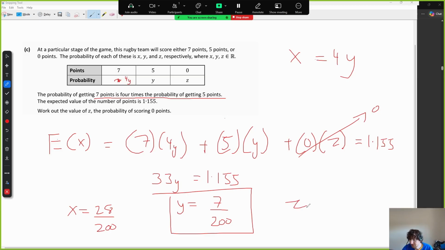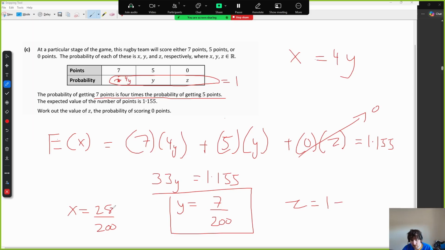So what's z? Well, the idea is all of these should add up to what? All of them should add up to 1 because they're the 3 scenarios. All their probabilities should add up to 1. So you can very easily get z by just going 1 minus the 2 of these guys. Okay, so you could even do that in your head.